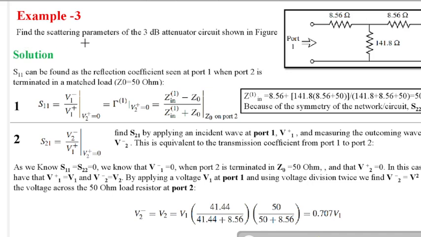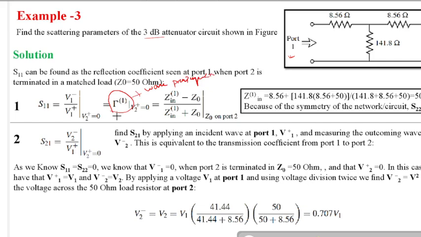Find the scattering parameters of the 3 dB attenuator as given in the circuit. So it is a 3 dB attenuator circuit. Why it is called that, we'll see. So what is the S11 value? That is equal to V1 minus divided by V1 plus. Now how do we find V1 minus over V1 plus? V1 minus divided by V1 plus is also equal to the reflection coefficient, which we know from wave propagation.